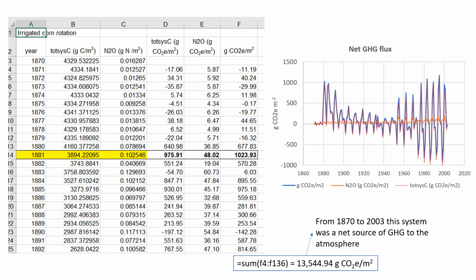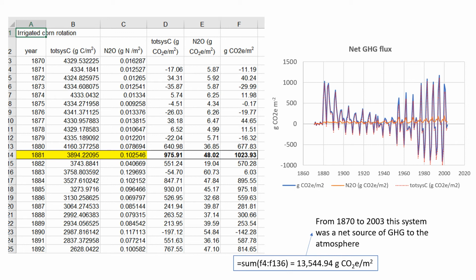And in the graph, the solid blue line is a graph of column F. The solid orange line that's kind of hovering close to y equals 0 is the graph of column E. Those are the CO2 equivalents of nitrous oxide emissions. And then the dotted orange or red line, which is pretty much right behind the blue line, is the change in total system carbon from year to year.